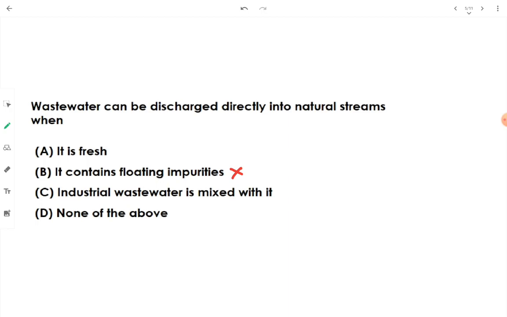When industrial wastewater is mixed in, we cannot directly allow the wastewater to go into the natural stream. Therefore, the only relevant condition is that wastewater can be discharged directly into a natural stream when it is fresh. It should not contain any floating impurity. Industrial wastewater being mixed with it is a totally wrong scenario for mixing with a natural stream.